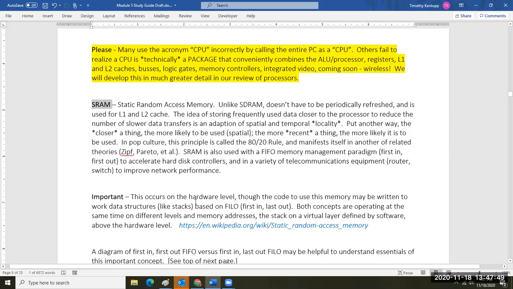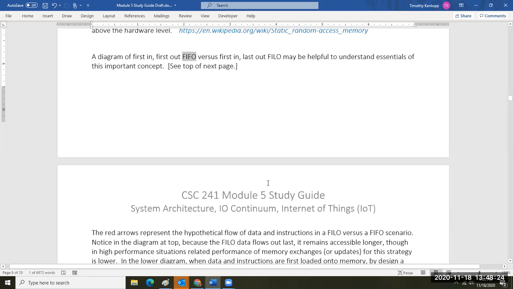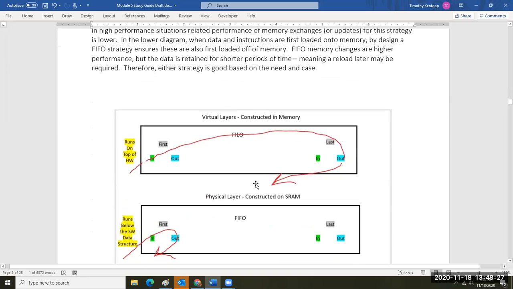Then we have memory methods. Now, memory can be written, all right, so data can be written in different ways. You've all heard of the term stacks, maybe, at this point? Data structures like stacks. So when we talk about how data and instructions are written to memory, there are two basic methods to understand. It's first in, first out, and first in, last out. And so here's what we mean.